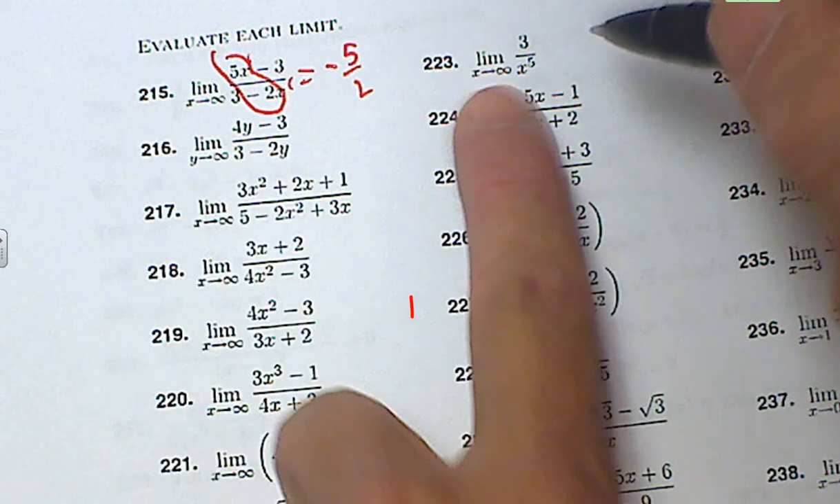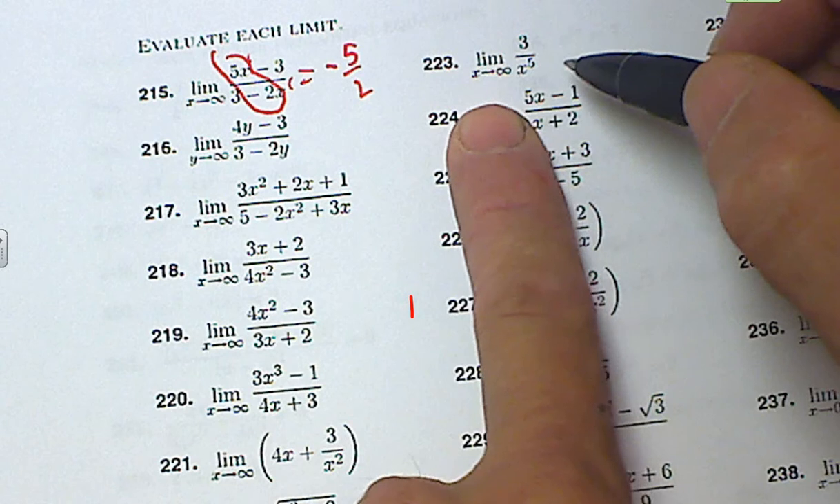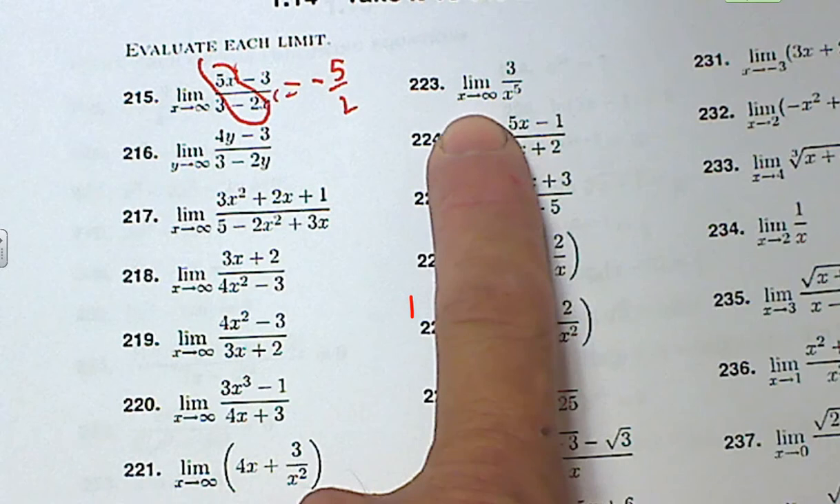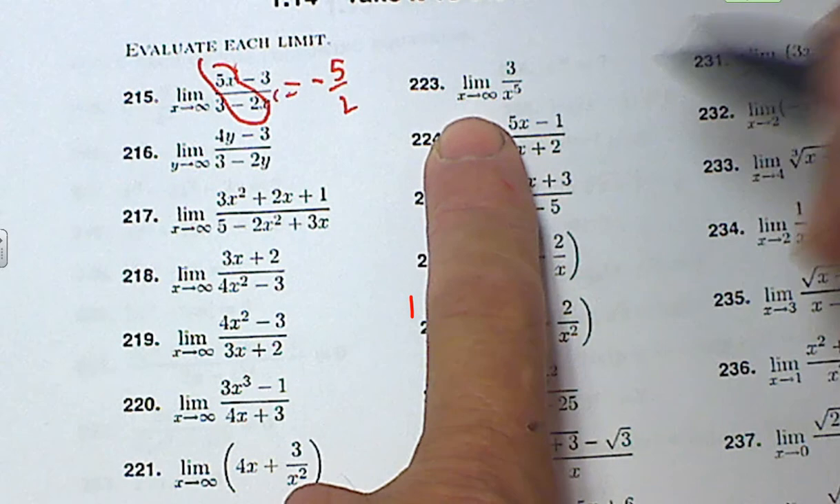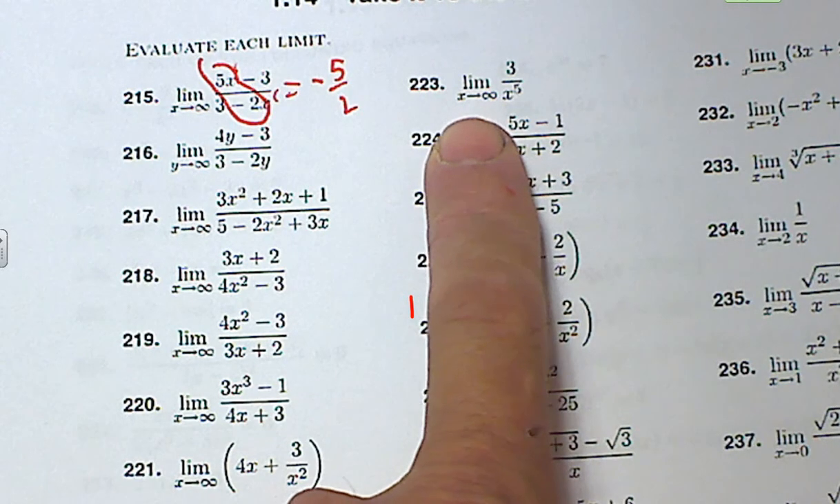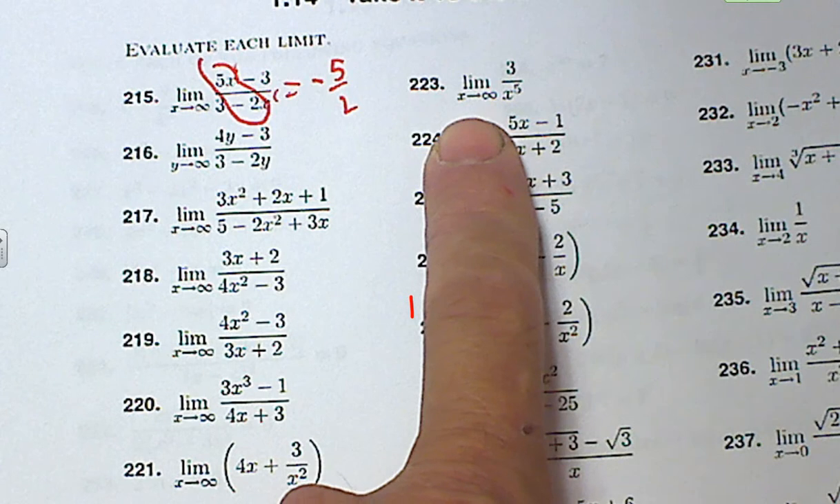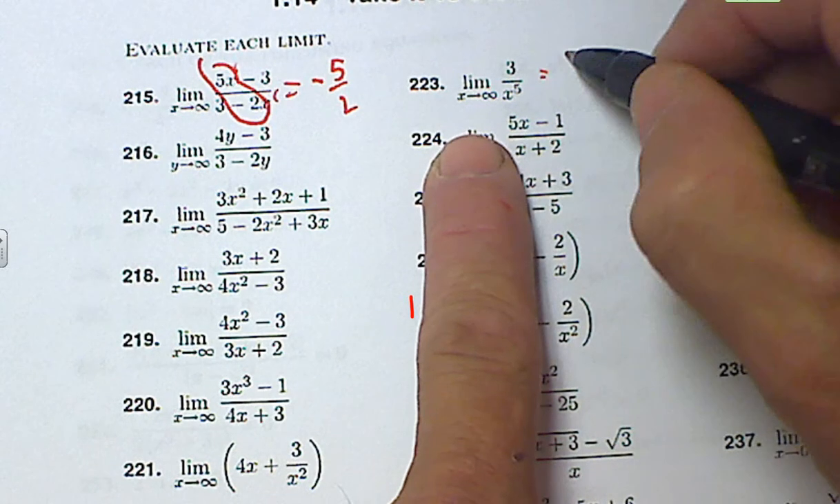If I look at the 2nd one, what's happening there? Way bigger on the bottom. That's infinity to the 5th power. So to divide by infinity takes you to 0. That's really 3 divided by infinity, so that is 0.